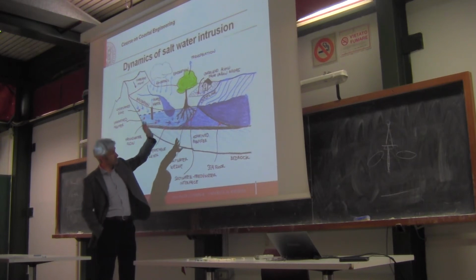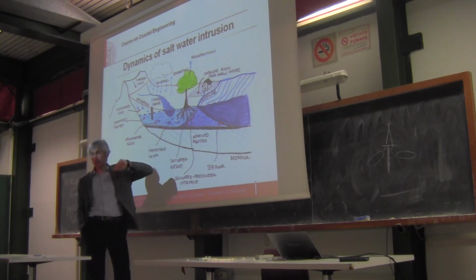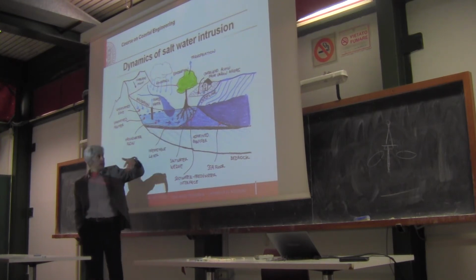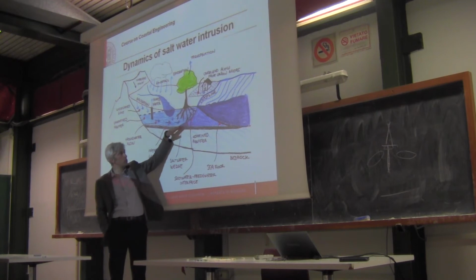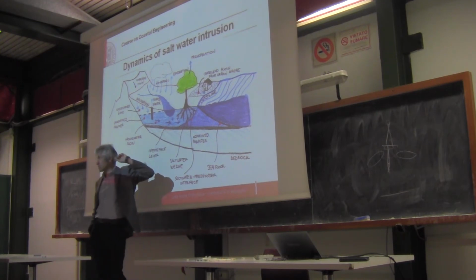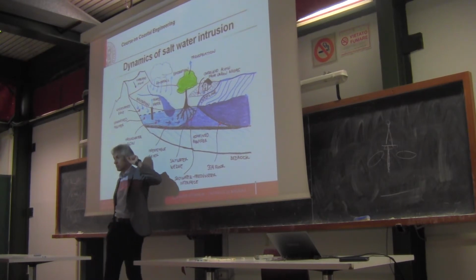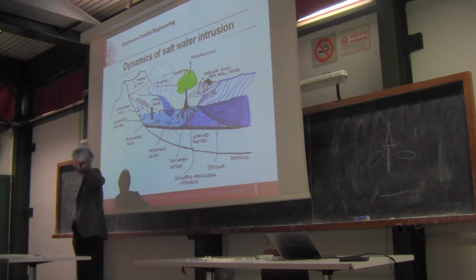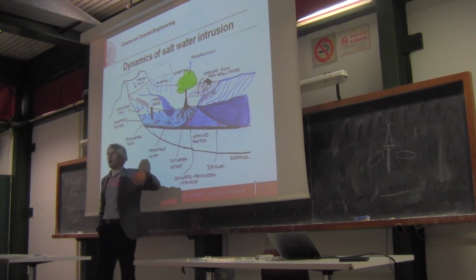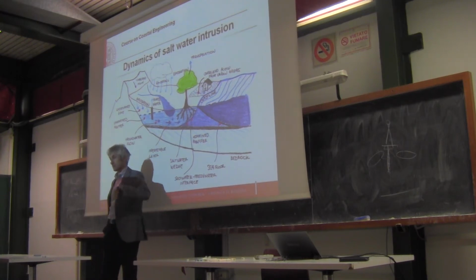So, let's go back to what happens. You have saltwater intrusion, and the saltwater intrusion takes the form of a salt wedge. Do you understand what a wedge is? In Italian it is cuneo, and in English it's spelled W-E-D-G-E. It takes the form of a wedge. Why? We will see why. Next slide.